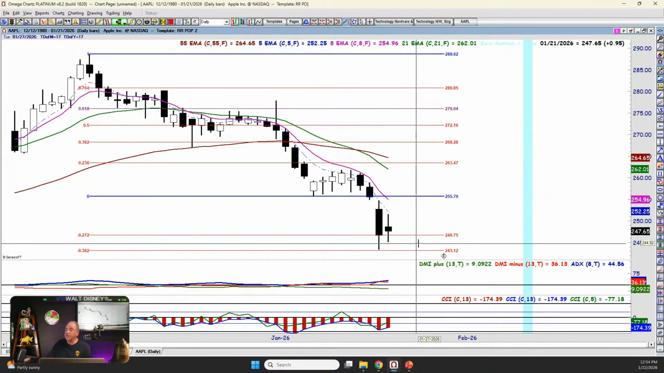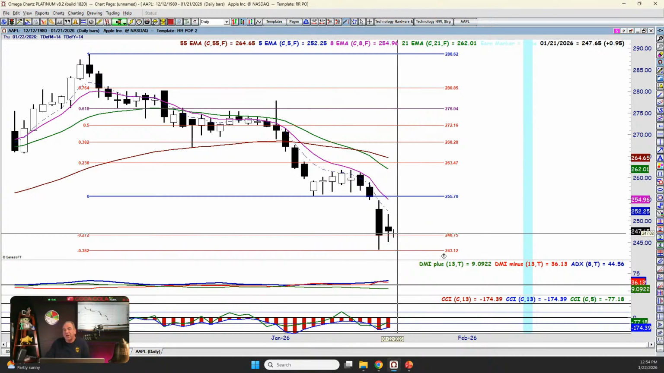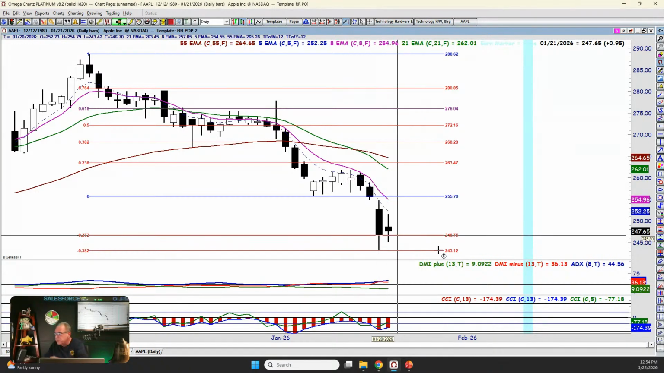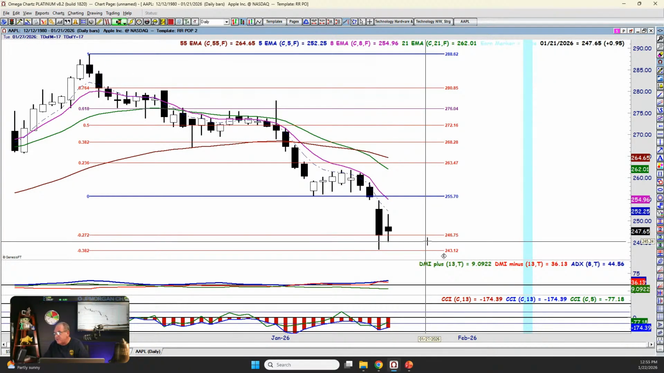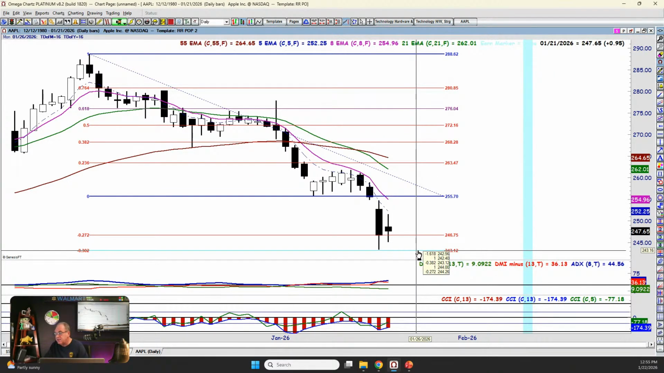So what am I looking for now? I would look at this and say, where do I want to see it go? Well, we're in a bearish market. So if I can get a bearish move on the S&P 500, here's what I want to see happen. I'd love to see us break this 246.75. I'd love to see a break down below there. If we can, 243 would be my target.